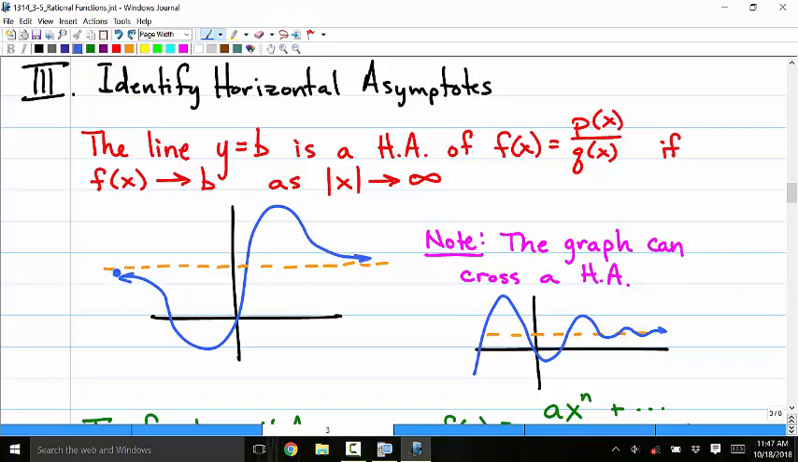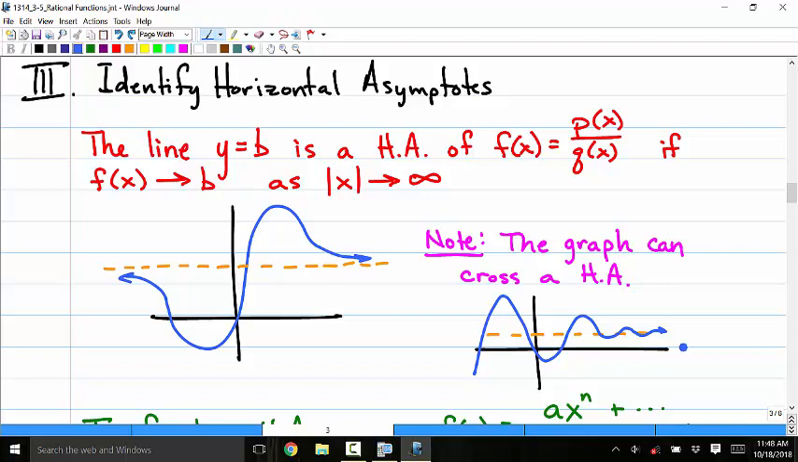If you look at the first example graph there, do you see that it crosses right here? It's okay. The second example, do you see that the y value gets closer and closer and closer? It oscillates less and less. That one crosses the horizontal asymptote infinitely many times. A function cannot cross a vertical asymptote, but it can cross a horizontal asymptote.